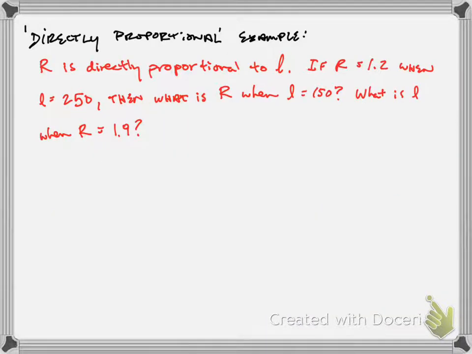Next, direct proportionality. So r is directly proportional to L. If r is 1.2 when L is 250, then what is r when L is 150? And what is L when r is 1.9? So I'm posing a couple of different questions here. Recall, if r is directly proportional to L, then r = mL. Remember that the y-intercept will always be 0 if they are directly proportional. So we're given that r is 1.2 when L is 250, and so 1.2 = m times 250.